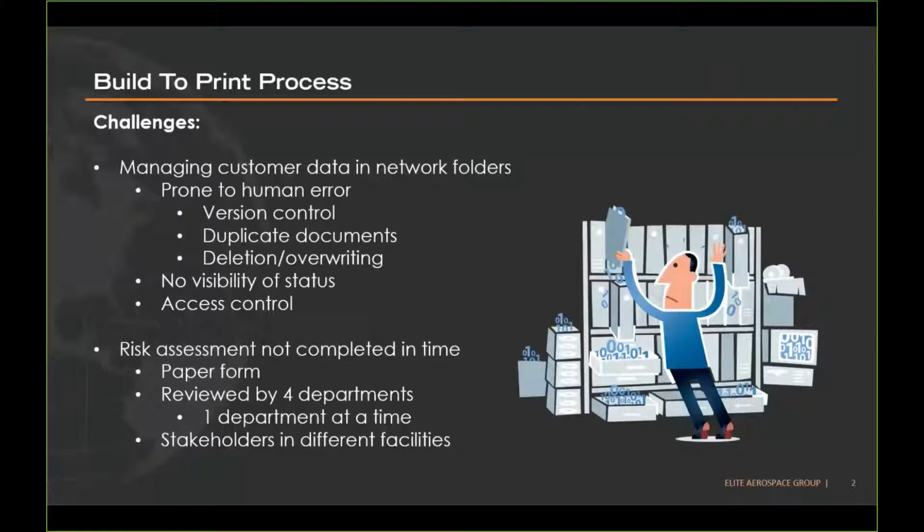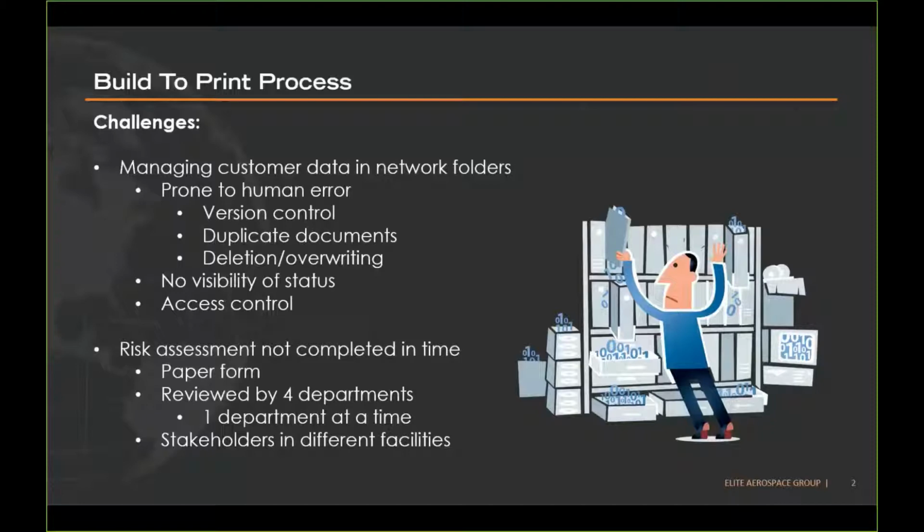The second part of the challenge was that the risk assessment for customer orders were not completed on time. This can lead to unexpected issues that may impact product delivery. And the primary cause of this was that the risk assessment was done on paper form. So that means people had to walk around with a stack of papers to get them reviewed and approved. We also had 4 departments that had to review them, and only one department can work on it at a time.